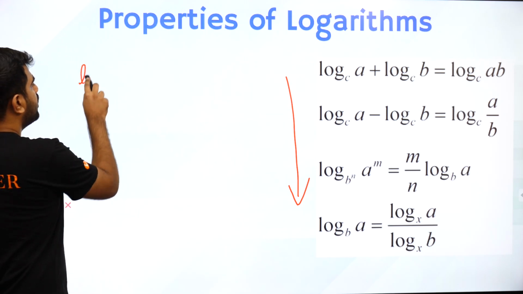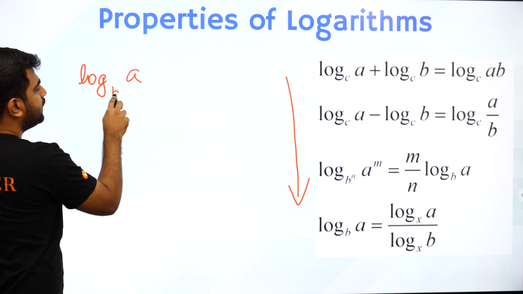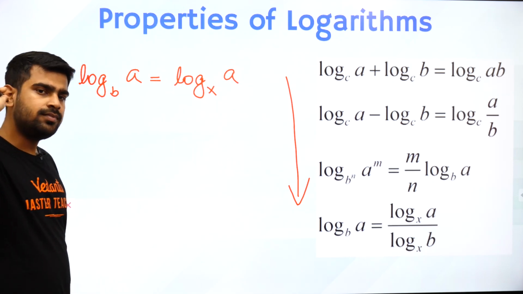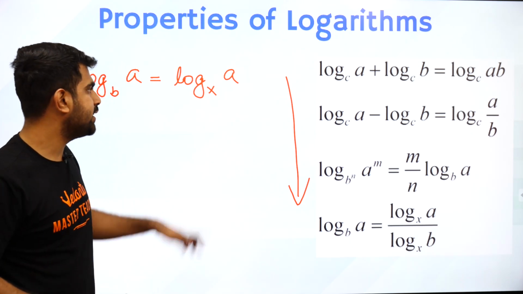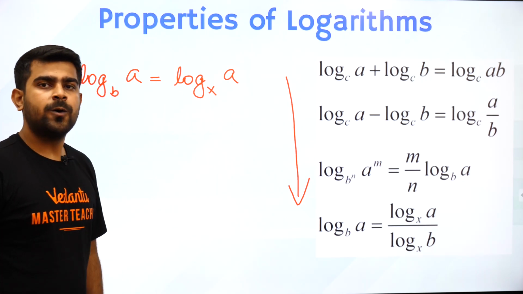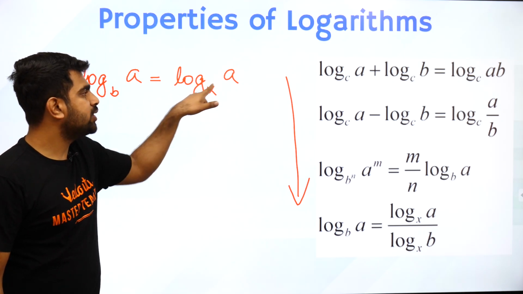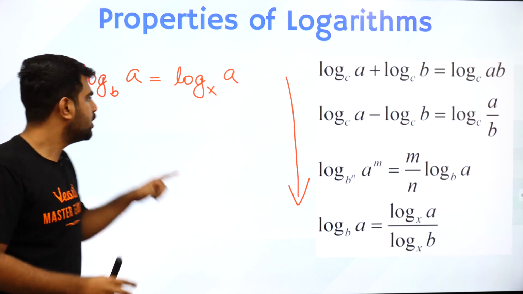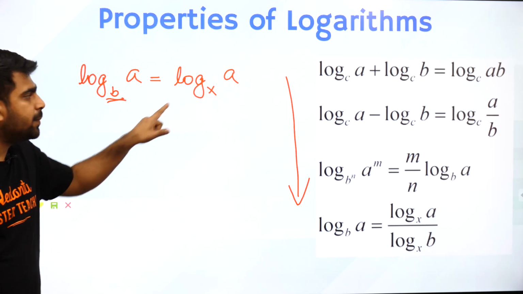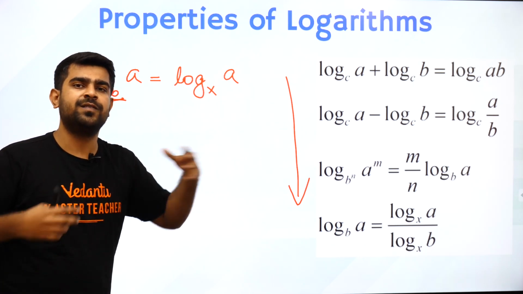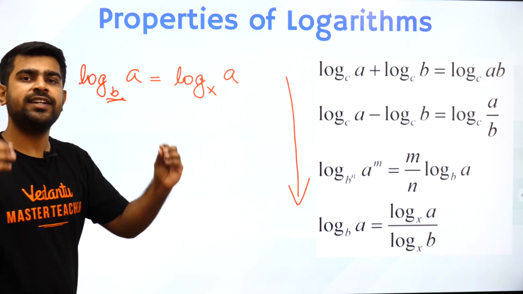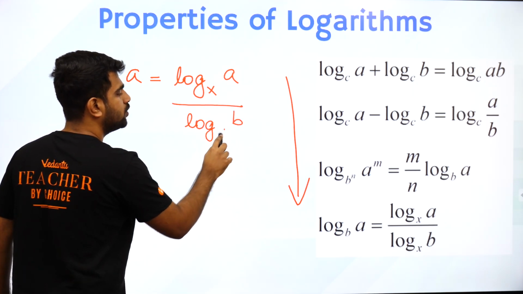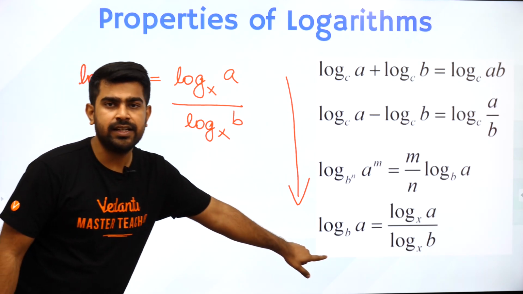So listen carefully guys. You have log a to the base b, that can be written as log a to base something. It can be whatever you want. Just make sure that it is positive and not 1. Okay guys. This x can be anything. So that is why I call it change of base. Here the base is b. But here I am changing it to some x, which can be whatever you want. Just make sure it is positive and not 1. Okay. Similarly, divide by log b to the base x. So this is property 4.